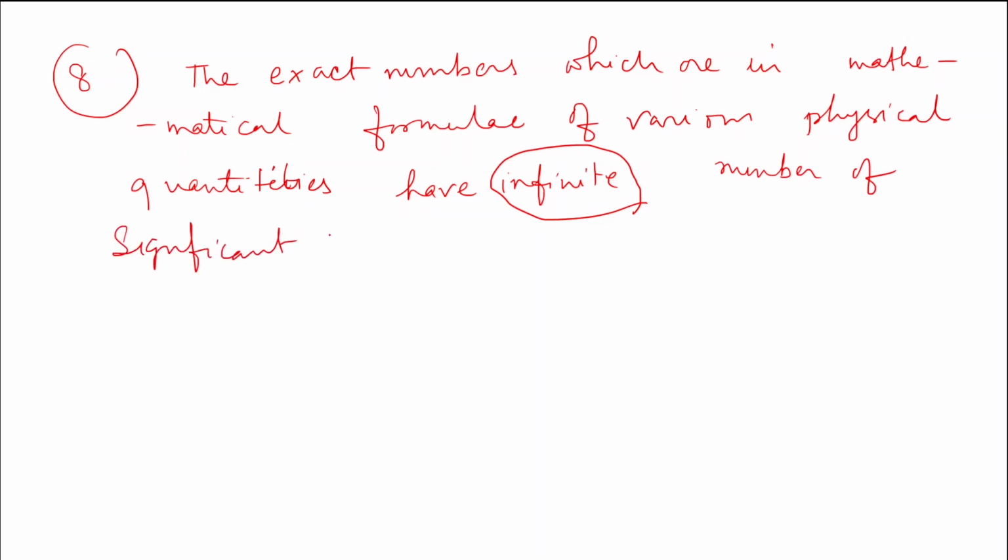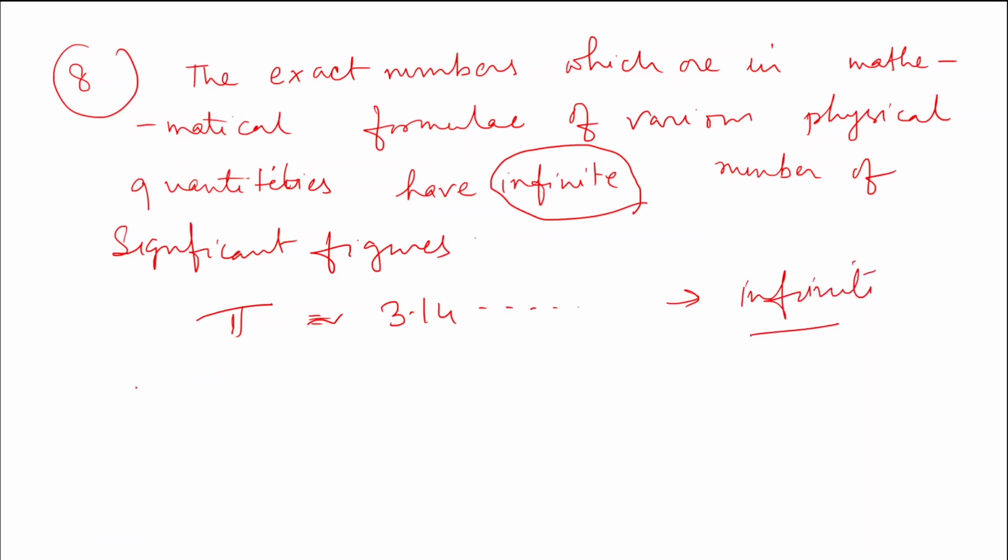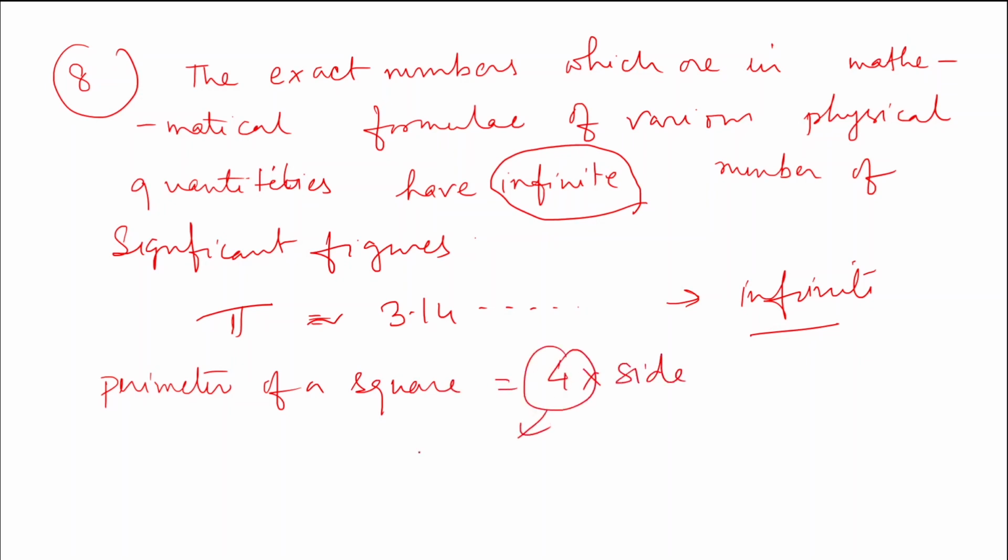So let us take the example pi. So the value is 3.14 and we have other digits also. So it will have infinite number of significant figures. Now if we take perimeter of a square, इसका formula क्या है? 4 into side. So this 4 is constant. This 4 is constant. So this will have infinite number of significant figures.